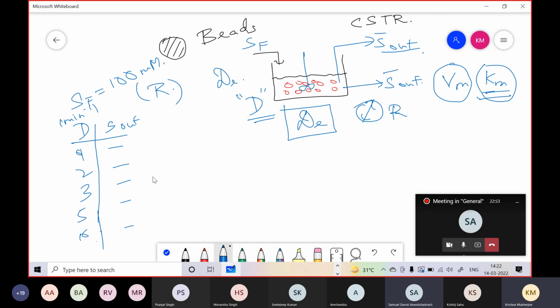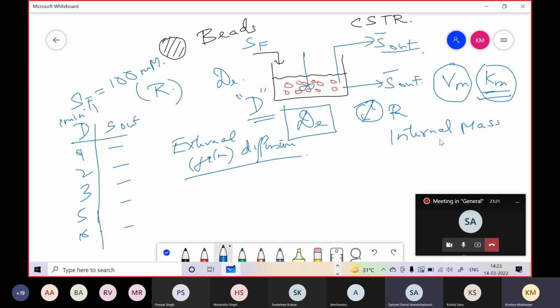So this is your job. Remember that in a CSTR, external diffusion, or film diffusion, is not relevant because of stirring. Film diffusion is not important. It is only internal mass transfer which is important in a CSTR. So you get rid of external film diffusion problems, but your internal mass transfer problems remain.